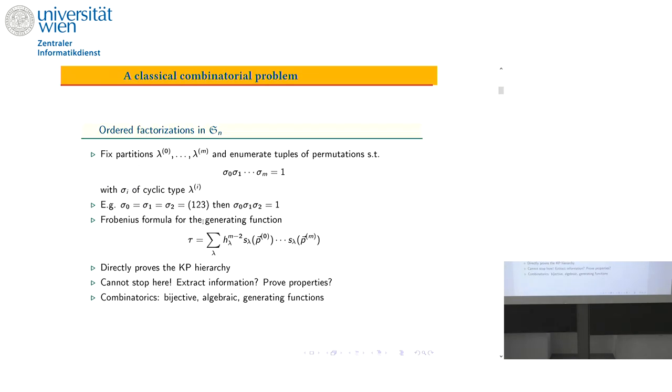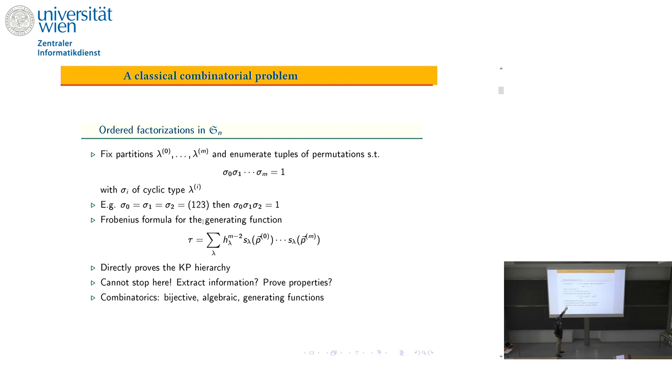Okay. So now I'm considering a classical problem in combinatorics, which is that of ordered factorization in S_n. You fix some partitions lambda 0 to lambda m, which are going to be cycle types, and you want to enumerate tuples of permutations satisfying that constraint, where sigma i is of cycle type lambda i. For instance, with three elements and m equals 2, I can take sigma 0, sigma 1, sigma 2 to be the cycle (1 2 3), and because it's an element of order 3 in the symmetric group, that factorizes to the identity. That's an example. Now, the enumeration problem is solved by something called the Frobenius formula.